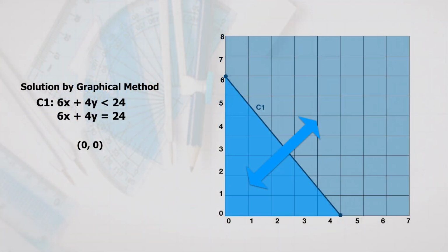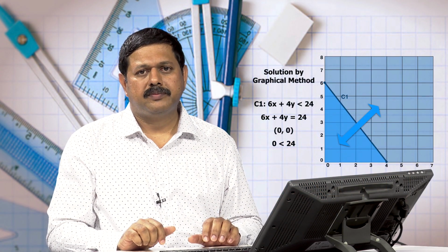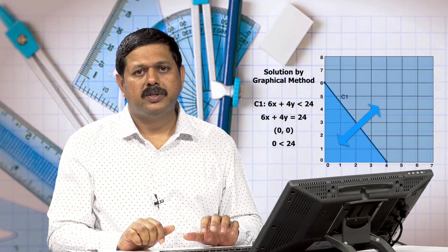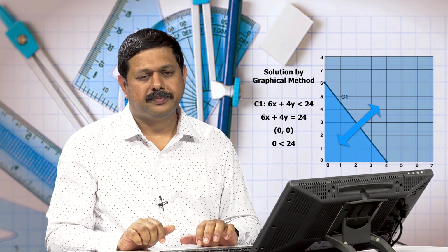Let us choose the point with the coordinates (0, 0) and hence substitute x equal to 0 and y equal to 0 in 6x plus 4y less than 24. Then we get 0 less than 24, which is true. This indicates that 6x plus 4y less than 24 is represented by the region marked towards the chosen point, which is the origin. That is, the region marked towards the origin satisfies 6x plus 4y less than 24.